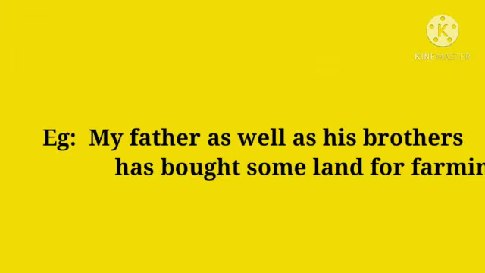Children, here in the sentence, my father as well as his brothers has bought some land for farming. See here, my father is the first subject and his brothers is the second subject. So what's the rule of as well as? When we are combining two subjects using as well as, the verb agrees with the first subject. Here my father is the first subject. It's singular, so we used the singular verb has. Okay, now we can move on to the next concord.